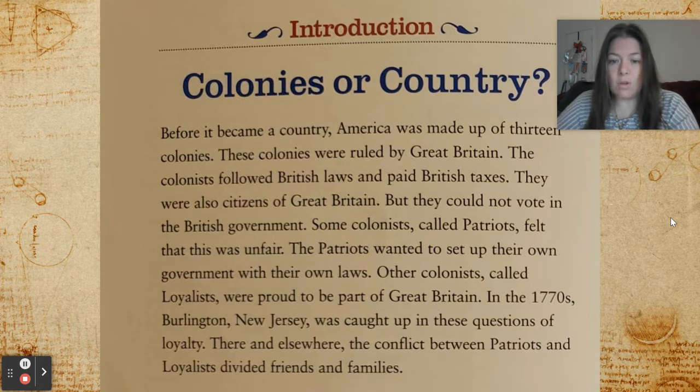Some colonists, called patriots, felt that this was unfair. The patriots wanted to set up their own government with their own laws. Other colonists, called loyalists, were proud to be part of Great Britain. In the 1770s, Burlington, New Jersey was caught up in these questions of loyalty. There and elsewhere, the conflict between patriots and loyalists divided friends and families.